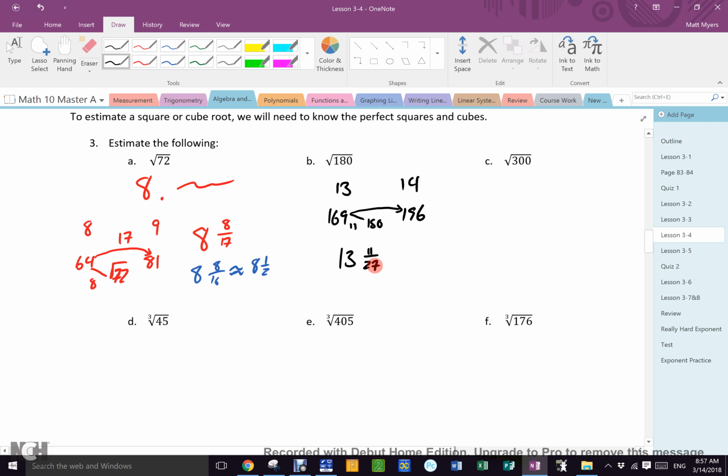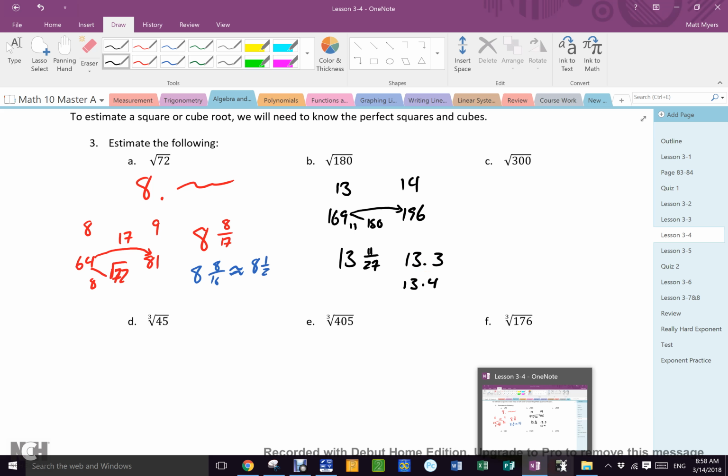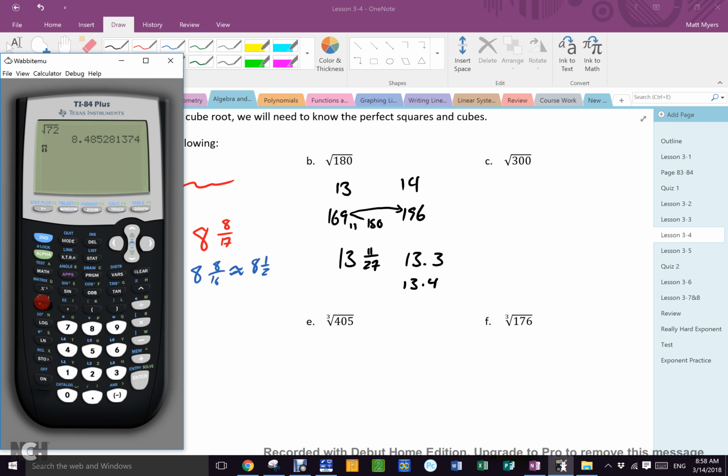11 out of 27, yeah? Again, pretty darn close to half, isn't it? Little less than half, right? Kind of close to a third, too. So we could say 13.3, 13.4-ish, right? Now go to your calculator and tell me what the square root of 180 is. Everybody got it?